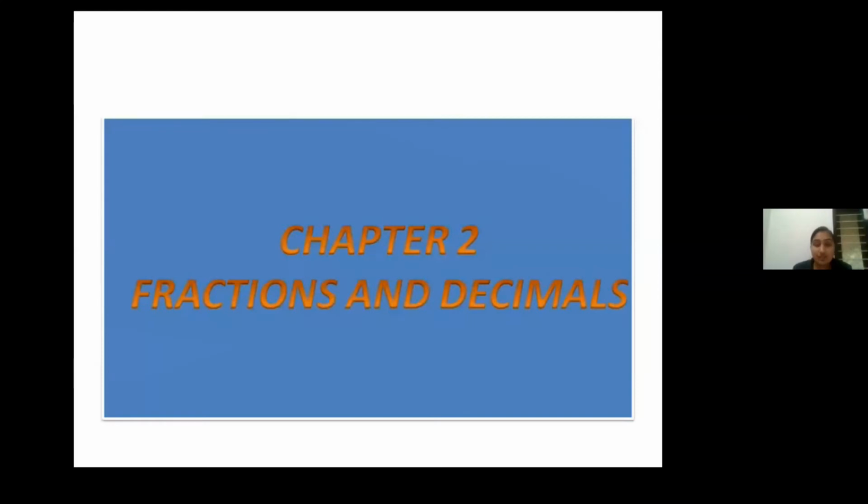We already started the chapter fractions and decimals, so we can continue with the chapter now. Students, you have to write the notes in your rough book, but today itself you have to write it down in your notebook. In the next class you have to show me the notes. Okay, is it clear? Let's begin our class.